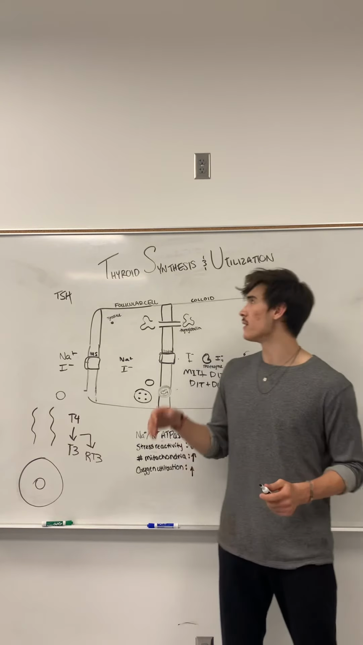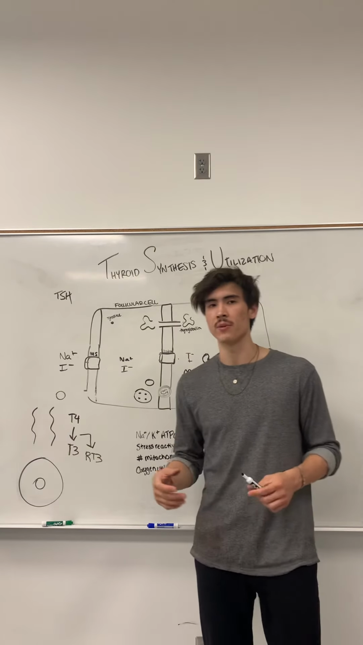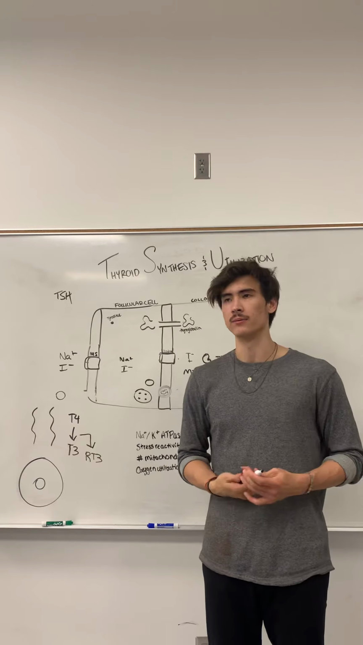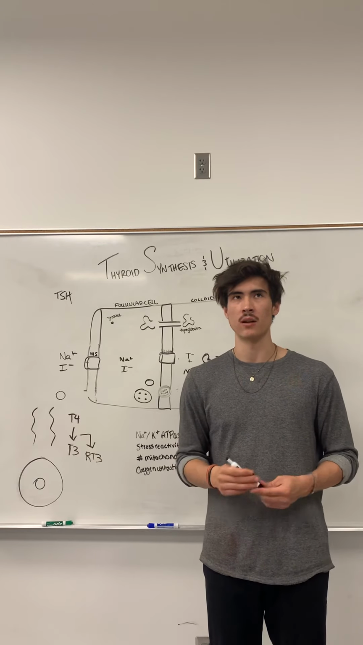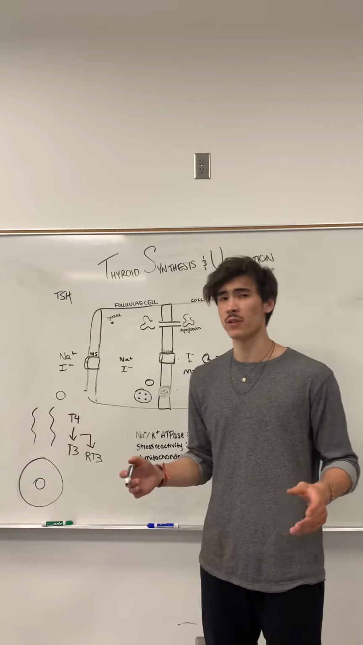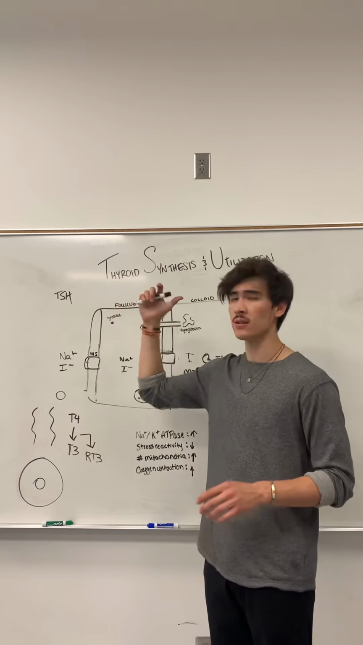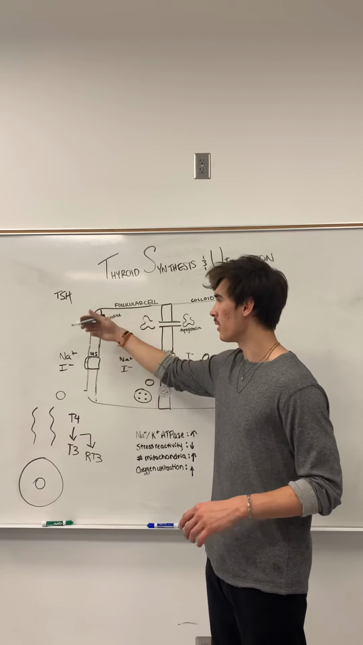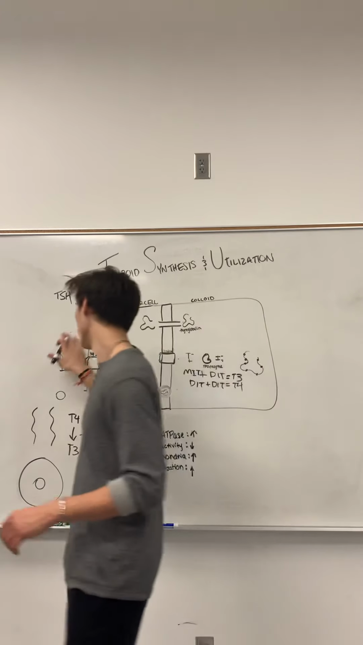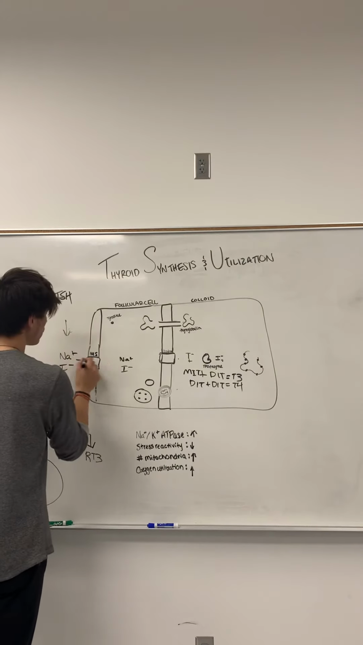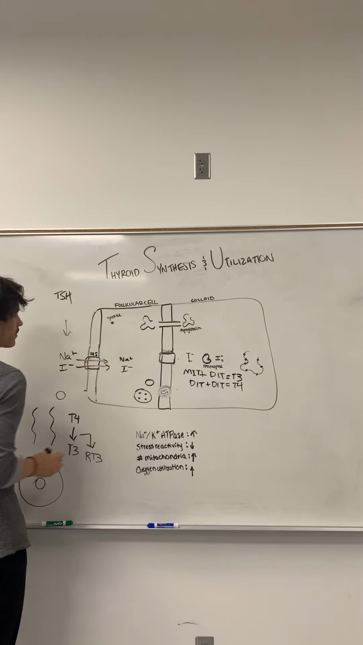So we're going to be discussing the thyroid synthesis and utilization pathway and how it's going to affect our metabolism as well as regulating our stress levels. And so the first thing that's going to happen is that we're going to have TSH sent from our hypothalamus going down to the cellular level. It's going to allow for the transport of sodium and iodide to come into the cell through this NIS transporter.